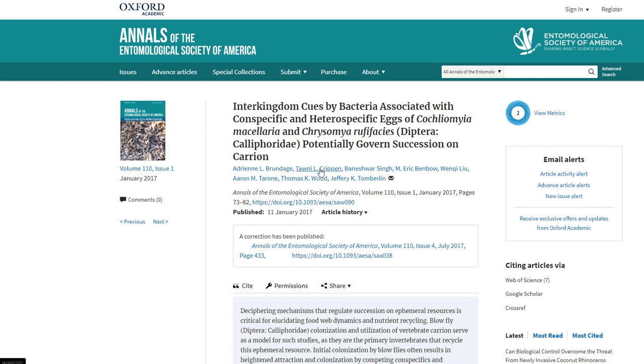Tawny Crippen, she was another professor on my committee. She helped me surface sterilize some of the eggs. Banishwar, he was a postdoc that was in the lab at the time, and he reviewed some of my work and sat down with me and helped me figure out some of the methods when I was running into problems. So he got that next authorship.